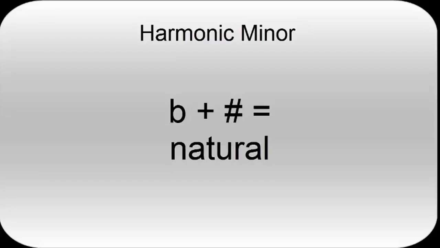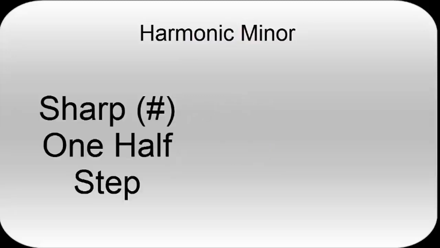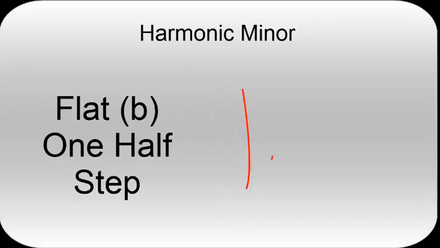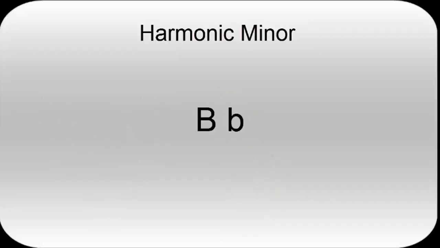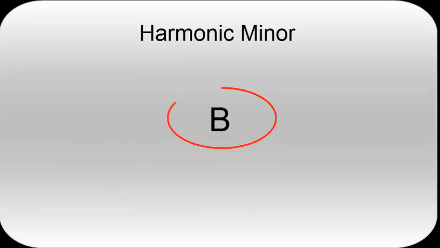It's really important to think of sharps and flats as operators. The sharp will raise the given note by a half step. The flat will lower the note by a half step. But that does not mean sharping a B flat will make a B sharp. In fact, it'll just make a regular old B.